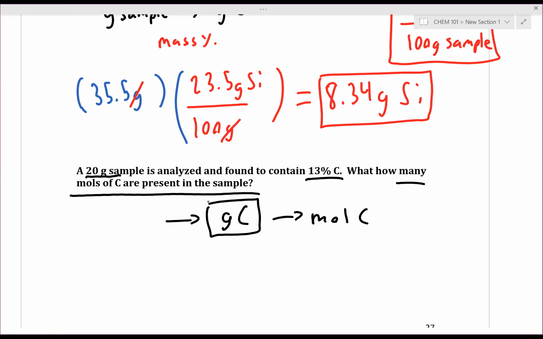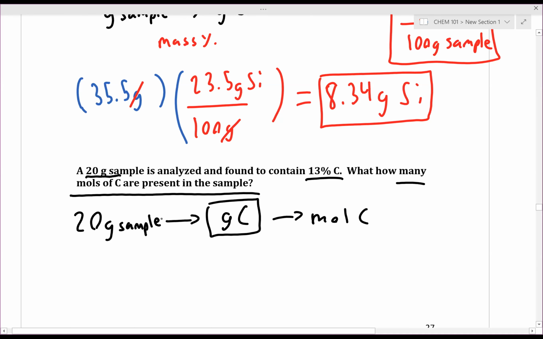So let's now come together to discuss. And I saw a lot of reasonable solutions posed so far. My question to all of you is, what units are we starting off from? Grams of sample. So we have 20 grams of sample.